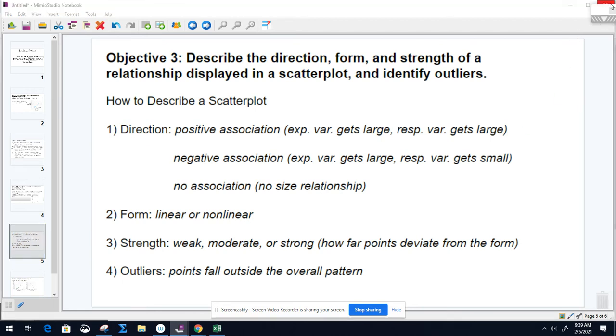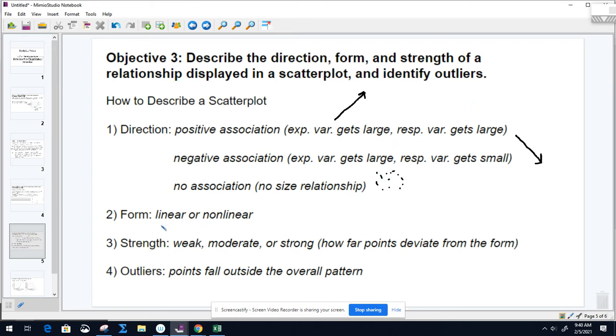If it has a positive association, a lot of times as we go from left to right, it gets larger. A negative association, as we go from left to right, it gets smaller. And then there's no association. So if the data is kind of all over the place on a scatter plot, there would be no association.